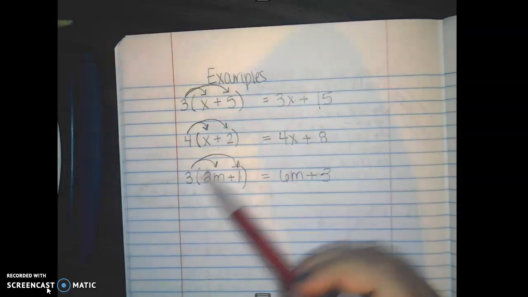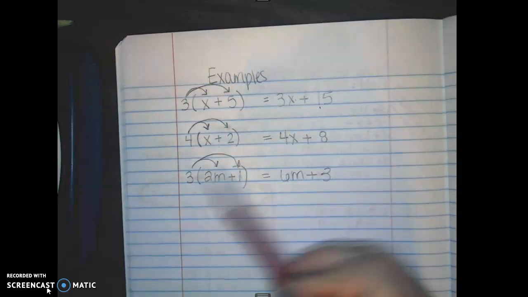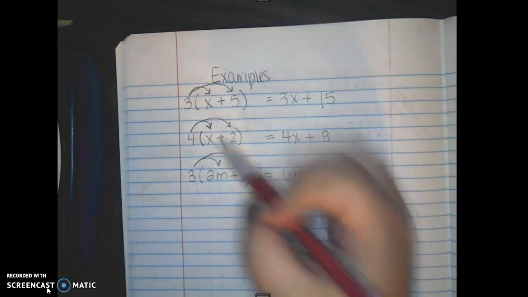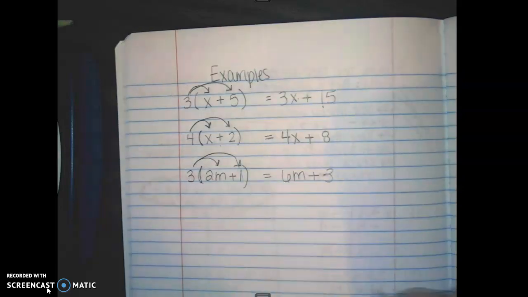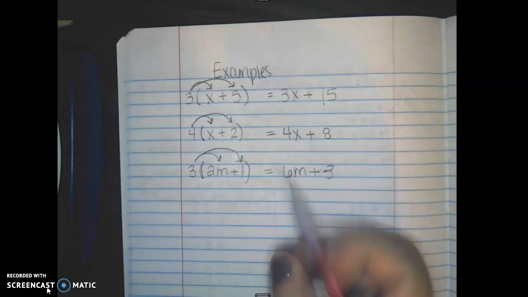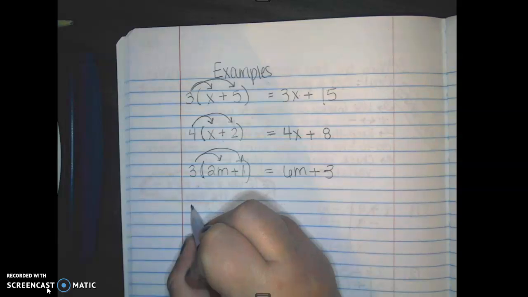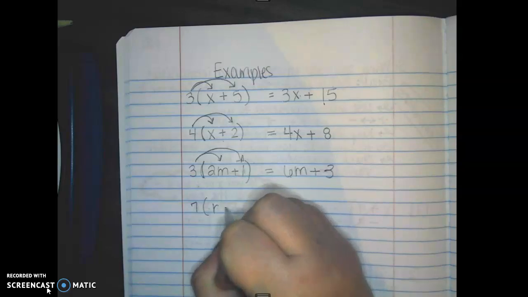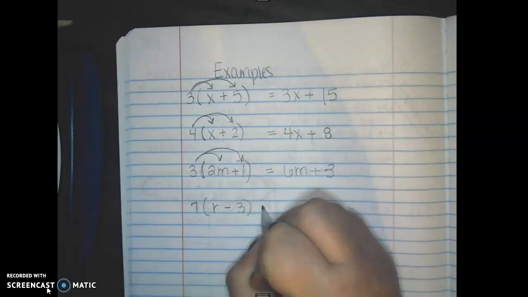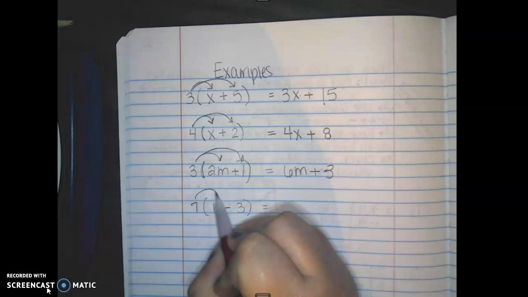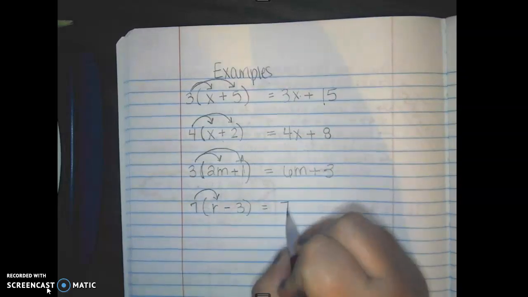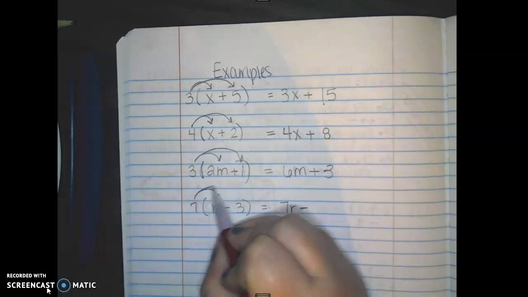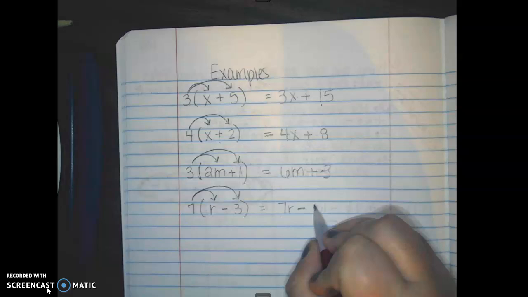Now, a common mistake people do is they don't give that 3 to both numbers. I've also seen when people have added instead of multiplied. Just remember this parenthesis means multiplication. It's not always done with addition. Sometimes we have, let's do 7, and we'll do r minus 3. So 7 times r is 7r. Bring my subtraction. 7 times 3 is 21.